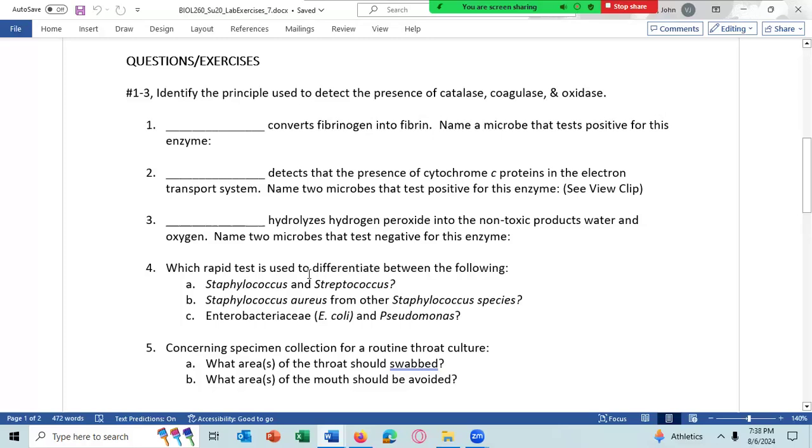Question 4, which rapid test is used to differentiate between the following? I mean, these are the rapid tests, the catalase, coagulase, and oxidase tests. So 4A, which enzyme can differentiate between Staphylococcus and Streptococcus? 4B, which enzyme can differentiate between Staphylococcus aureus and other members of the Staphylococcus family? And then 4C, Enterobacteriaceae, such as E. coli, can be differentiated by this enzyme from the family Pseudomonaceae. So which enzyme is 4C?